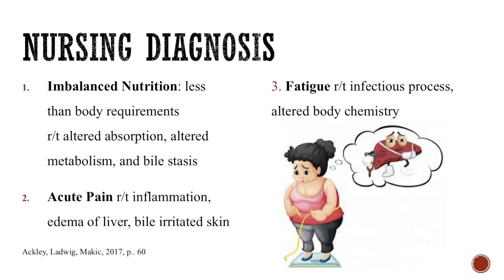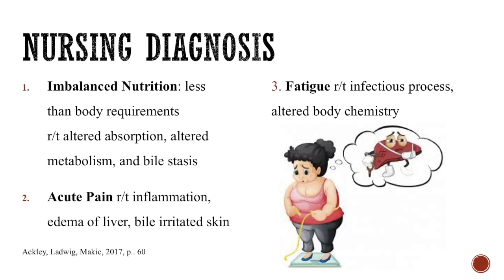For imbalanced nutrition, we're going to want to weigh our patient daily. This allows us to establish a baseline and quickly identify a decline in condition and malnutrition. We're going to monitor I's and O's, and we are going to want to offer the patient snacks or make sure at least that they have access to snacks between meal times.